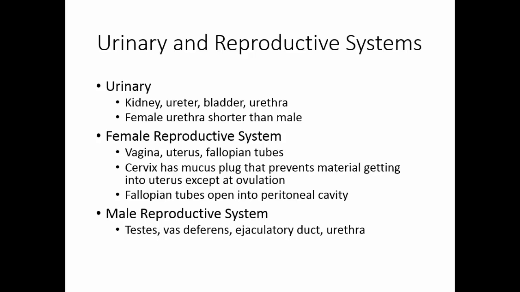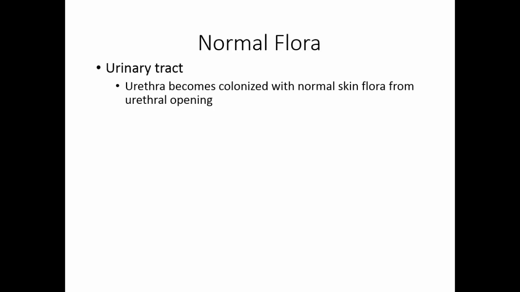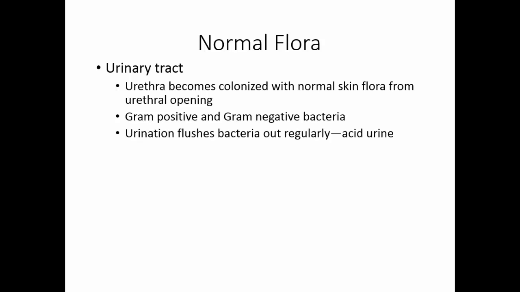There are also some accessory organs that contribute semen to the ejaculate. The urethra is common to the urinary and reproductive system in the male. In the urinary tract, the urethra becomes colonized with normal skin flora from the urethral opening. This can be both gram-positive and gram-negative bacteria. Urination flushes the bacteria out regularly, and the fact that the urine is usually slightly acidic also discourages bacterial growth. The remainder of the urinary system is considered sterile.